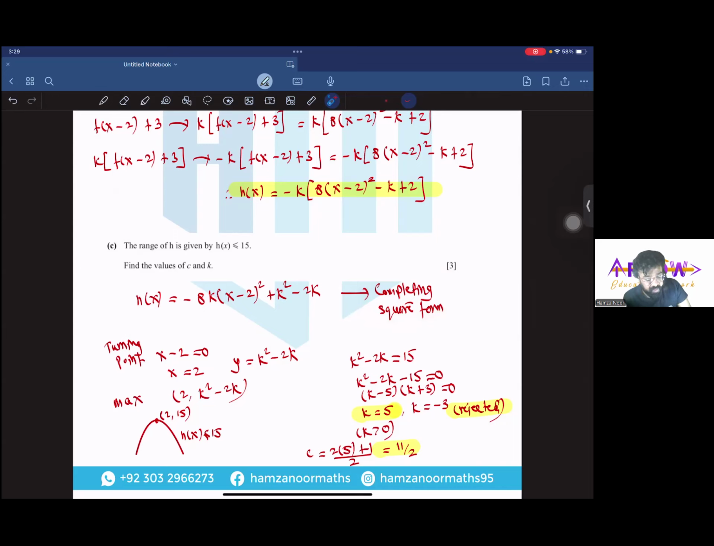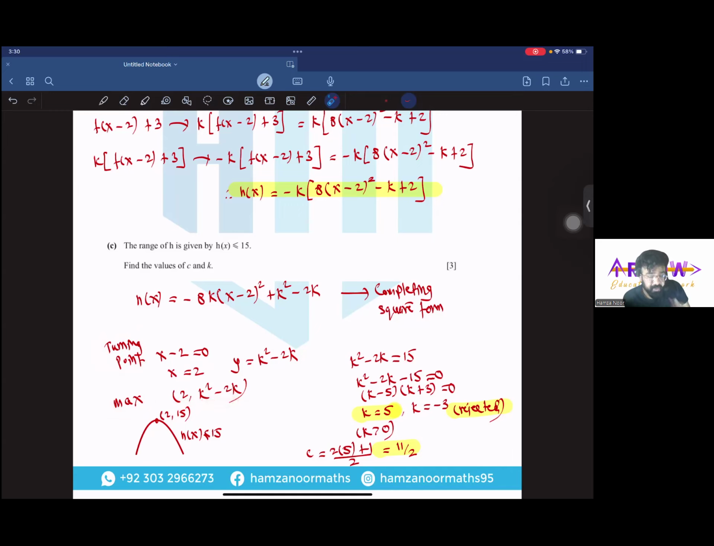And as you know, when you have a completing square form, in order to find the turning point of the quadratic graph, whatever is inside the bracket, x − 2, will be equated with 0. So x = 2 and y will be equal to the complete constant, which is k² − 2k. And since −8 is being multiplied here, −8k is multiplied by the squared bracket, meaning the coefficient of x² is −8k. So this turning point is a maximum turning point, which is (2, k² − 2k).